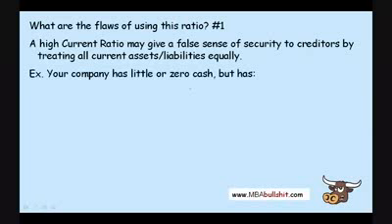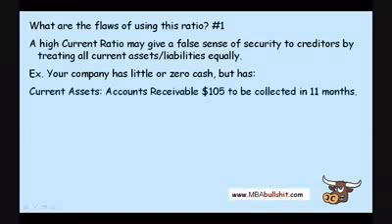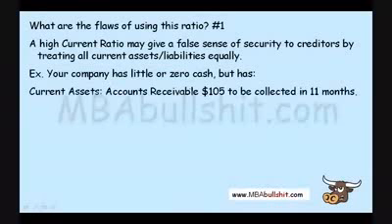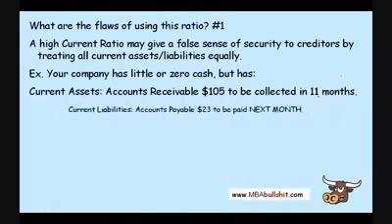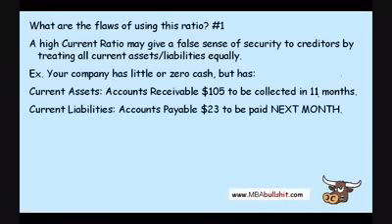Let's say your company has little cash or zero cash, but has current assets, okay? In current assets, let's say that your company has accounts receivable worth $105, which will be collected in the next 11 months. So this is still a current asset because it's less than 12 months, right? But at the same time, your company has current liabilities in the form of accounts payable of only $23, which is much less than $105. But this needs to be paid next month, 1 month from now.